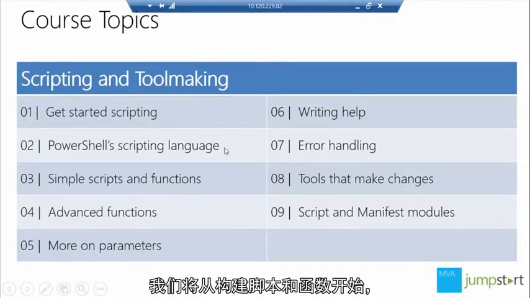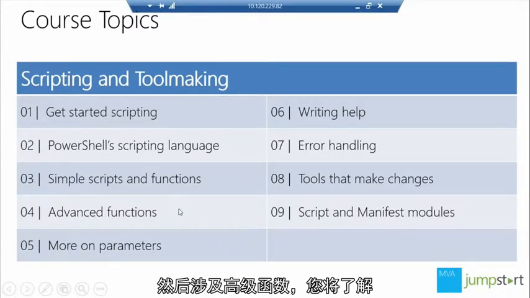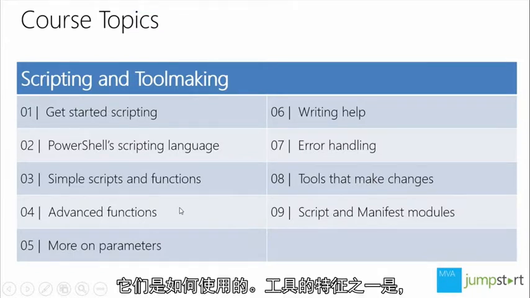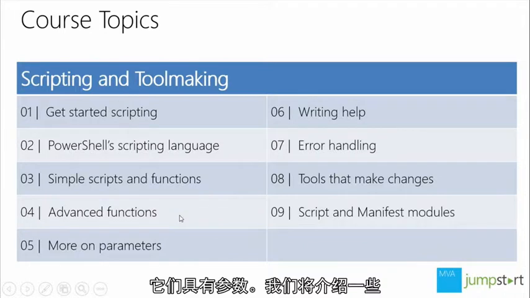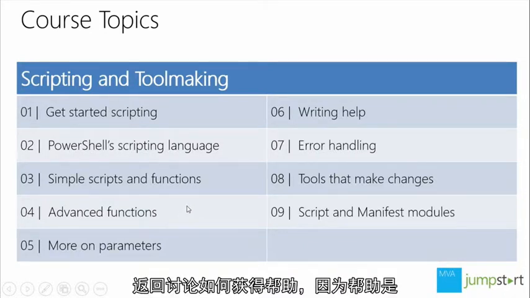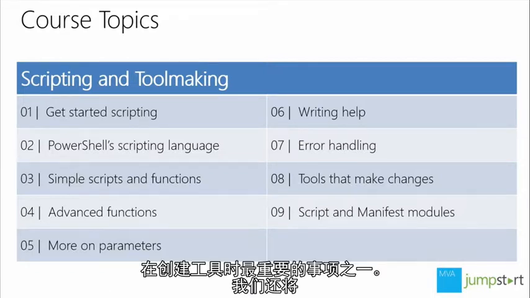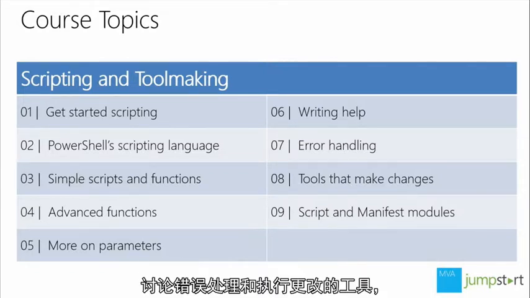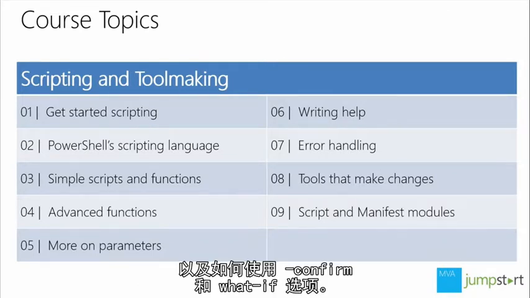So if you take a look again at our course topics, we're going to start with building scripts and functions and then get into advanced functions, and you'll see how those work. One of the characteristics of a tool is that it has parameters. So we're going to show you some of the options you can do with parameters, and we're going to go back and talk about making help, because help is one of the most important things when you're making a tool. We'll also get into error handling and tools that make changes, how to get the -Confirm and -WhatIf options.